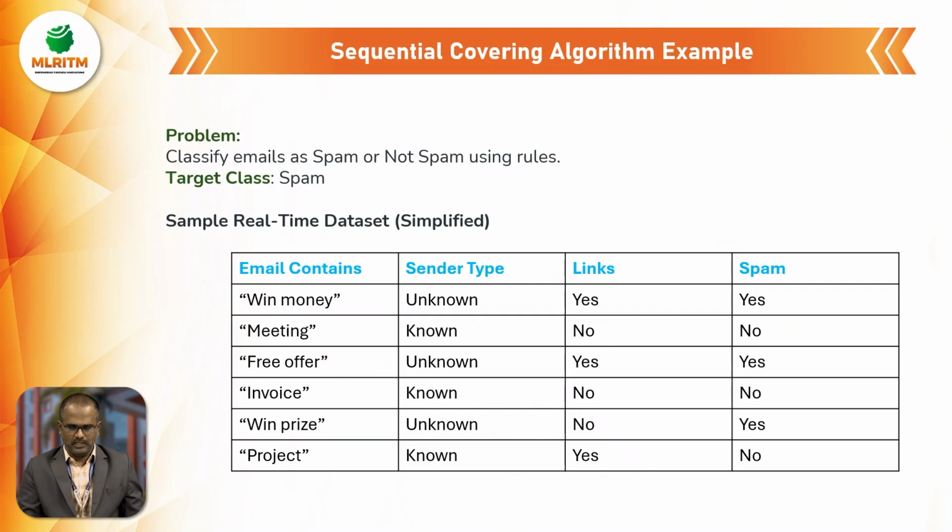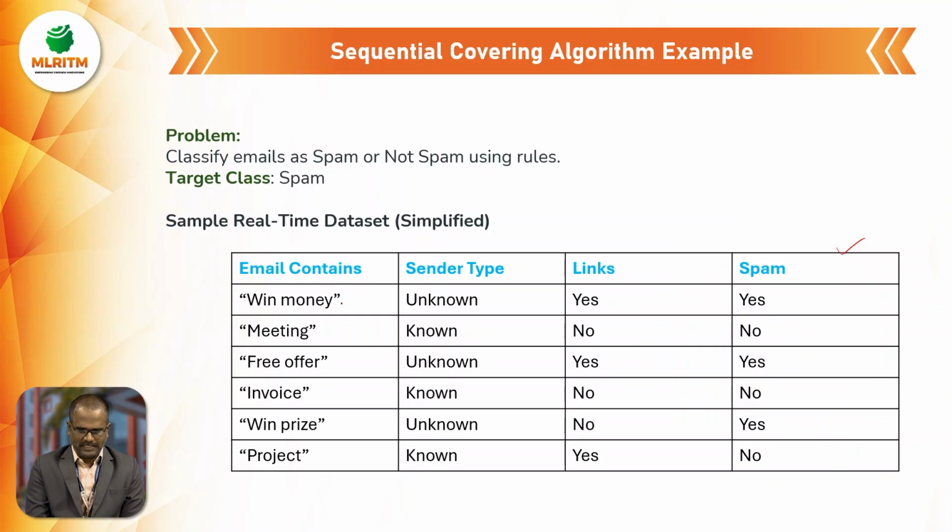Now we will go through a real-time example. This is a data set which is simplified for emails. Suppose we have thousands of emails in our inbox. Now we need to classify them as spam mails and not spam mails. How can we identify whether a mail is legitimate or not? Based on the source of emails and the characteristics of emails, we can easily identify whether it is a spam mail or not. This is the simplified data set.